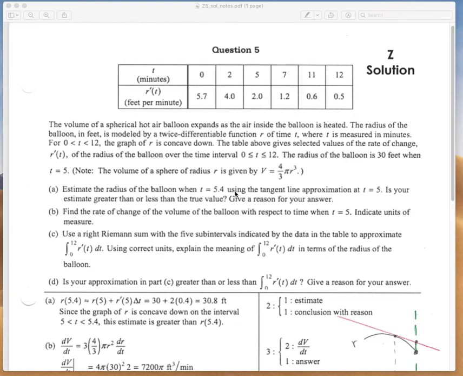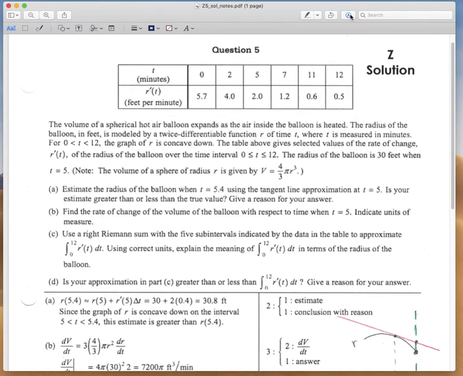Okay, here's the solution to Z5. Z5 gives you a function in table form, but be careful, it's R prime. It's the derivative of some function that's going to be useful. So you read the first paragraph, and there is a whole lot of information there, but perhaps we don't stop and try to absorb all of the information in the first paragraph all at once. So give the first paragraph a quick read.